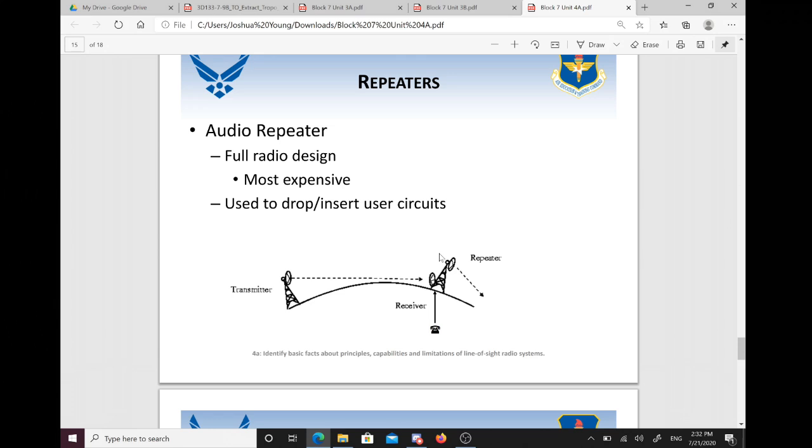And it's the most expensive because of the equipment, a lot like how we were talking about how forward error correction is expensive. It's expensive because of the equipment that you have to have to be able to use that. So in order to be able to use an audio repeater, because it has a full radio design, it's expensive because there's more equipment. Does that make sense to everybody? There's just more parts. There's more pieces of equipment that you have to purchase or have in that suite of the repeater design in order to be able to make it work the way that you want it to. That's why it's costly.